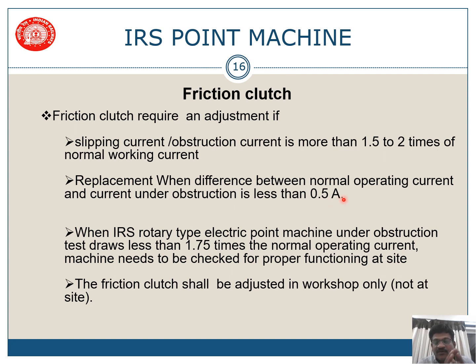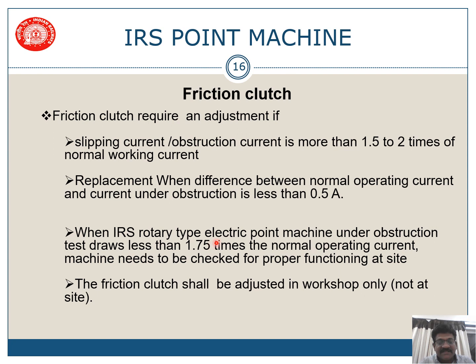As I have told you, the normal working current is 2 amps and your obstruction current is 2.3 amps. The difference is only 0.3 amps. In that condition, you have to replace the friction clutch. So if it is between 1.5 to 2 times the normal working current, your friction clutch is good.